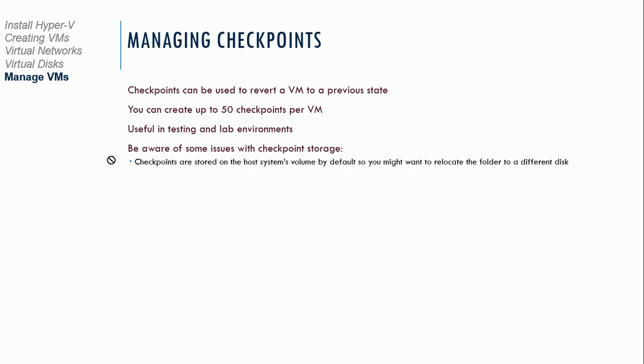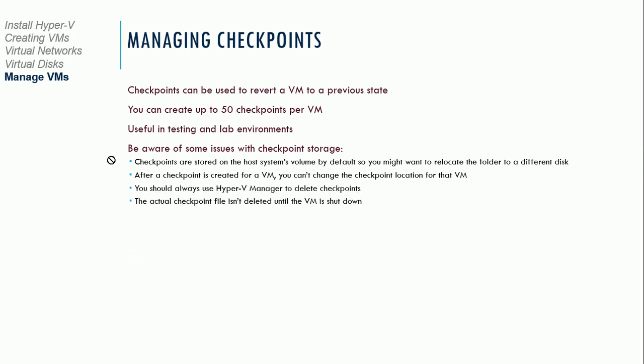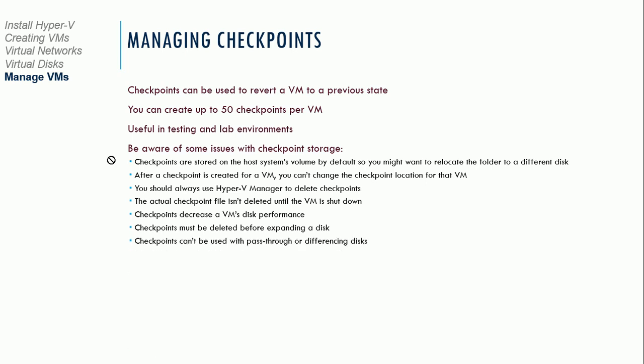So some issues with it. They're stored on the host system's volume by default, and you may need to relocate it to a different disk because they can get rather large. You should always use HyperV Manager to delete checkpoints rather than just deleting them from the file system. The actual checkpoint file isn't deleted until the VM is actually shut down, and checkpoints do decrease a VM's disk performance. Checkpoints have to be deleted before expanding a disk. They can't be used with pass-through or differencing disks.